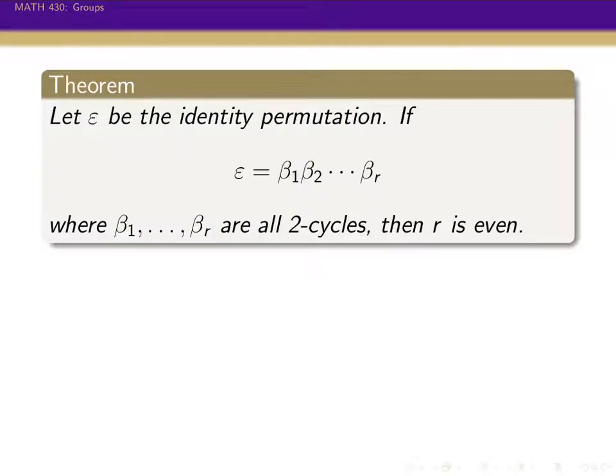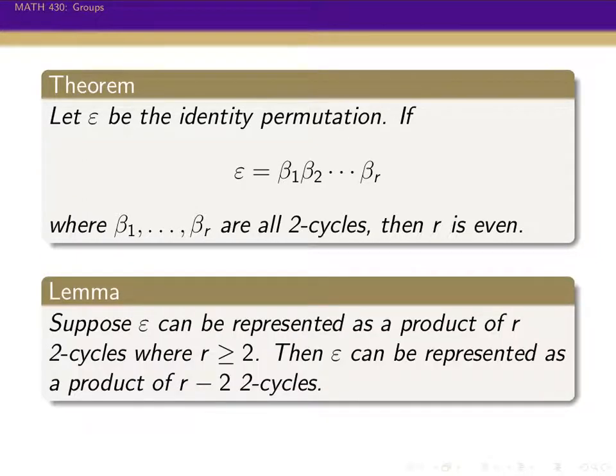Okay, so this is the main theorem for this video. And it's a little bit of a technical theorem, but it's very important, as we'll see. And so the idea is that if we take the identity permutation and we're able to represent it as a product of 2 cycles, so these 2 cycles in some way cancel themselves all the way out back down to the identity, then the number of 2 cycles involved has to be even.